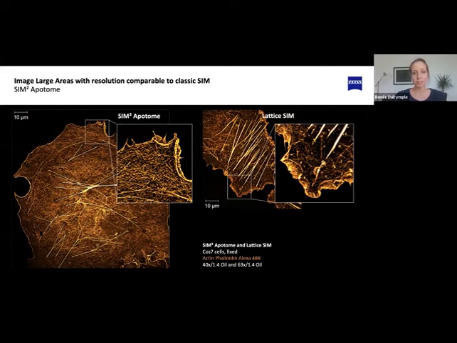So you're now able to reach nearly the resolutions that you could with conventional SIM implementations with the SIM² apotome mode, while also collecting information on a much larger scale. So more statistics, higher throughput.